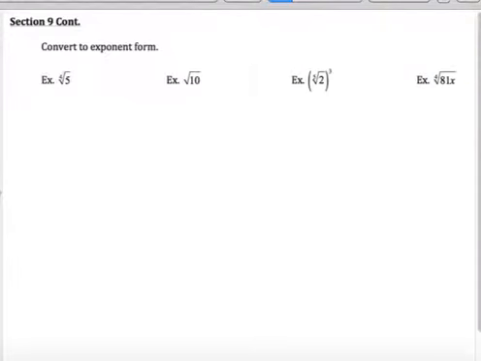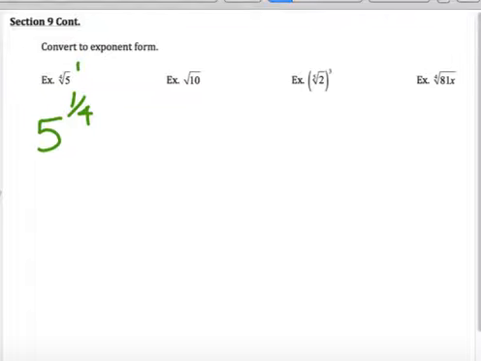The next set of directions say convert to exponential form. So if you're missing the number in the index, we know it's going to be a 2. If you're missing the power, we know that it's a 1. Let's go ahead and add that in. We know that our missing power here on this first example is a 1. So our base under that radical is 5. So we're going to have 5 to the 1/4 power.